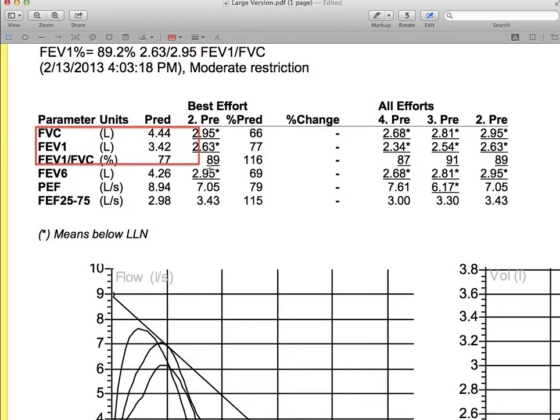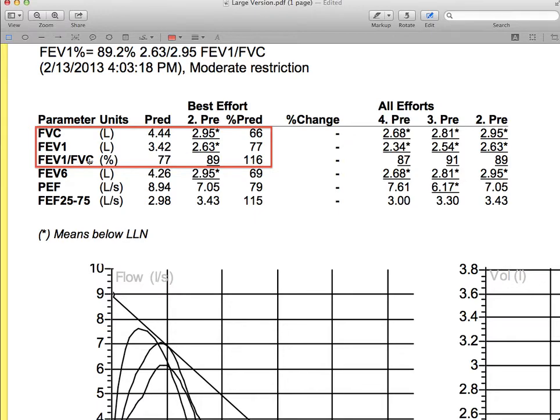Again, here are the 3 parameters that we care about. And you'll see that the FVC is 66%. We said that the normal range was 80 to 120, so this is below the normal range. FEV1 is 77%. The same reference range here. This is below 80%, so that's also abnormal.